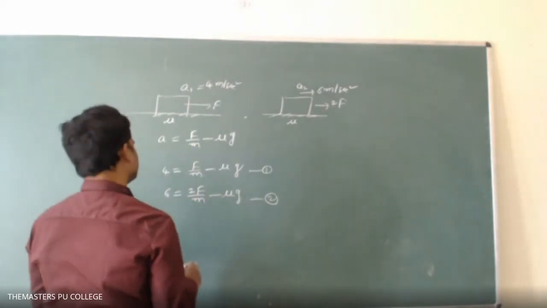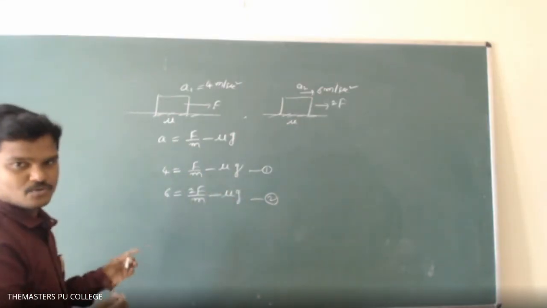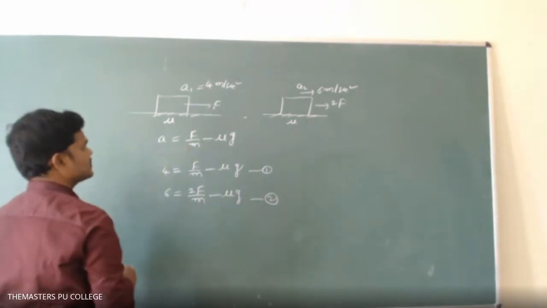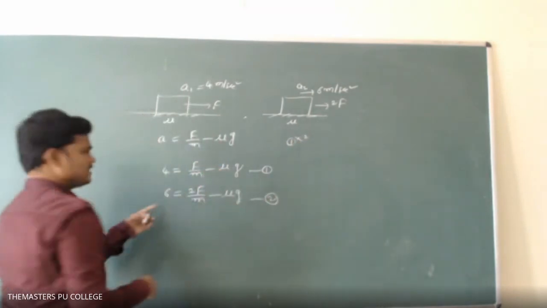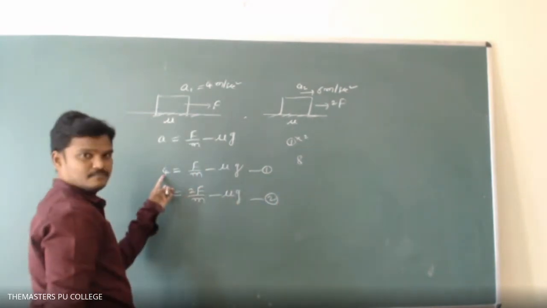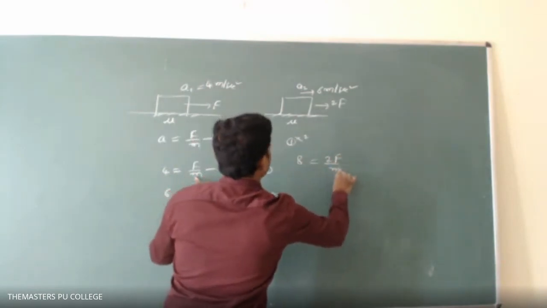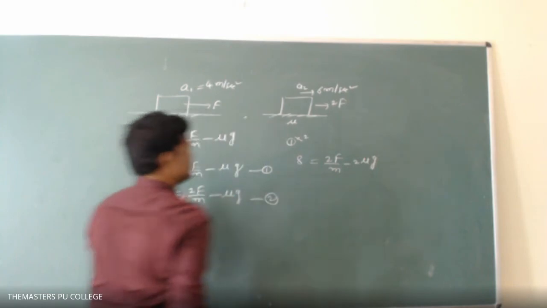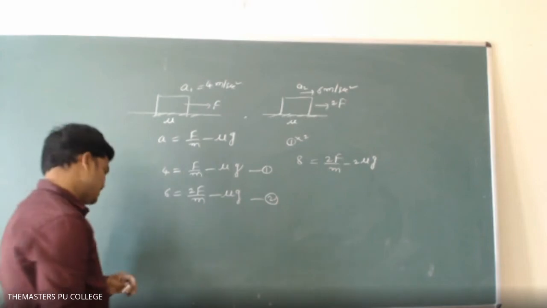Sir, we will get minus 0.2 only. Minus, how is it possible? Let me check. Because I gave some regular numbers. So multiply equation 1 with 2. 8 is equal to 2F by m minus 2 mu g. Is that correct? Because I multiplied 2 on both sides. Check it once.